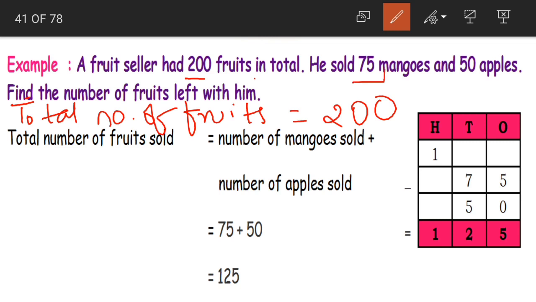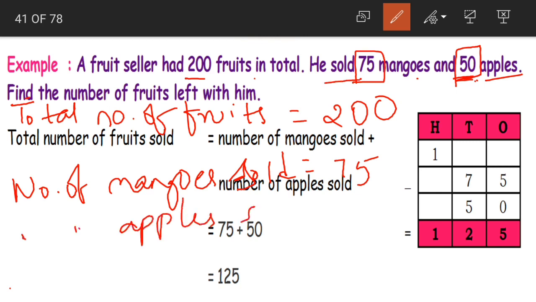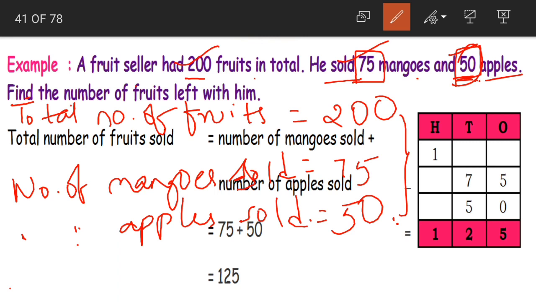Then he sold 75 what? 75 mangoes. Number of mangoes sold is equal to how many? 75. Now then next number we are having is 50. What is this? Apples sold. So number of apples sold is equal to how much? 50. Yes children, this is the information given in the question. He has 200 fruits, he sold 75 mangoes and he sold 50 apples. This is our information. So these become our first 3 steps.